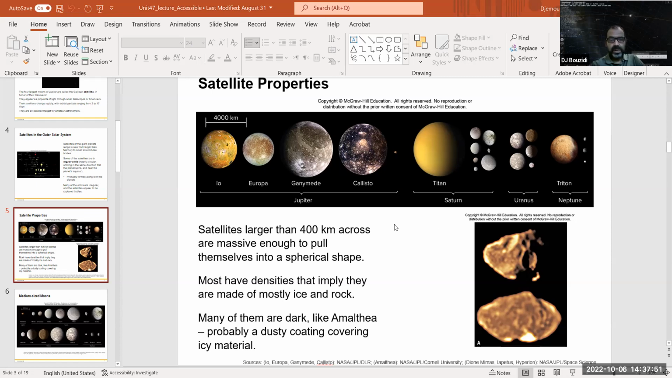Now, I mentioned earlier the 400-kilometer limit, that if a moon is bigger than 400 kilometers, it's going to have this spherical shape. And if it's less than 400 kilometers, just like Amalthea and all of the others, they don't have this spherical shape. So basically they become an irregular shape, just like a potato-like shape.